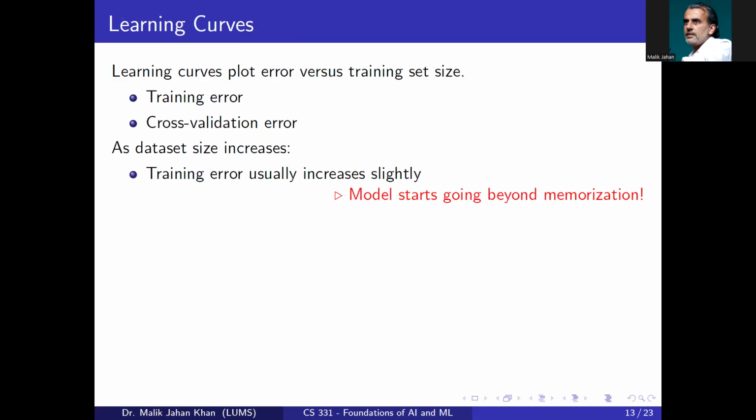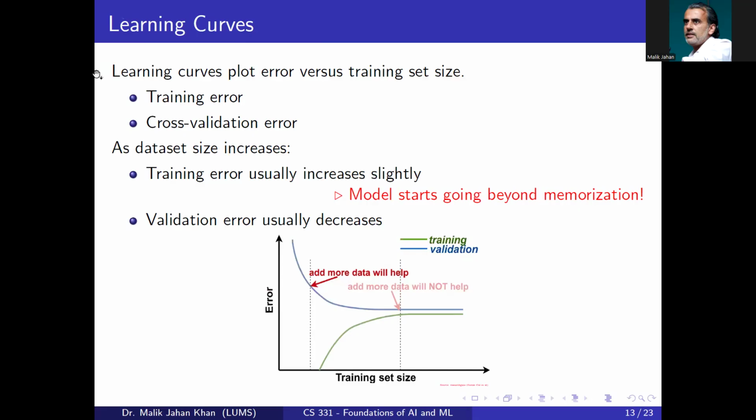So as data set size increases, training error usually increases slightly. Why? Because when the training data size is small, there is a reasonable probability that your model will be leading towards something which we call overfitting, or in other words, the model might start memorization. When you give it more data, it becomes difficult to memorize all the data, and then when it tries to generalize a bit, your training error increases slightly, because it is going a little beyond memorization. Validation error usually decreases when you provide more training data in terms of size. Because the model is generalizing during training, chances are that its performance on validation or unseen data will get better.